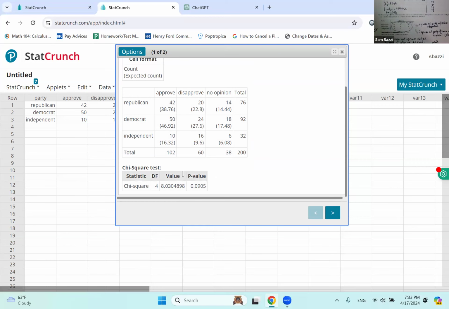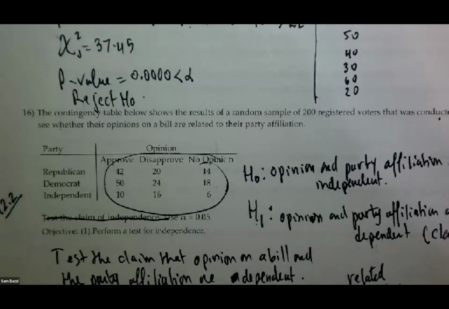And since the p-value is more than alpha, you fail to reject the null hypothesis, and you conclude that you don't have enough evidence to support the claim. That concludes the review, guys. I'm gonna stop the recording.